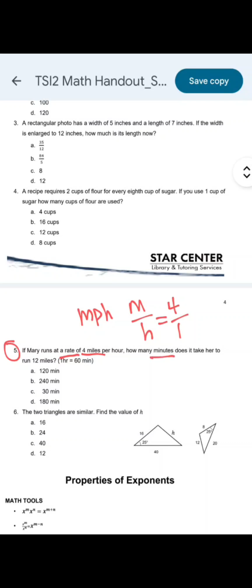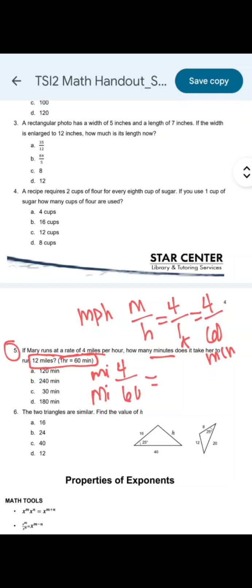How many minutes does it take her to run 12 miles? And they were even nice and gave the conversion of 1 hour to 60 minutes. So instead of keeping this as a 1, we're going to put a 60 down here because we know that that represents minutes. So 4 miles for 60 minutes. It then asks us how many minutes does it take her to run 12 miles? Well, 12 goes at the top. What did I do to the 4 to get to the 12? Times 3. So 60 times 3 would be 180.